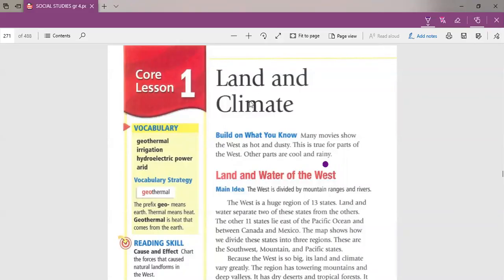Today we're going to start a new lesson. This is chapter 9, lesson 1. The name of our lesson today is Land and Climate of the West. Okay. Today we're going to speak about the West region of America.